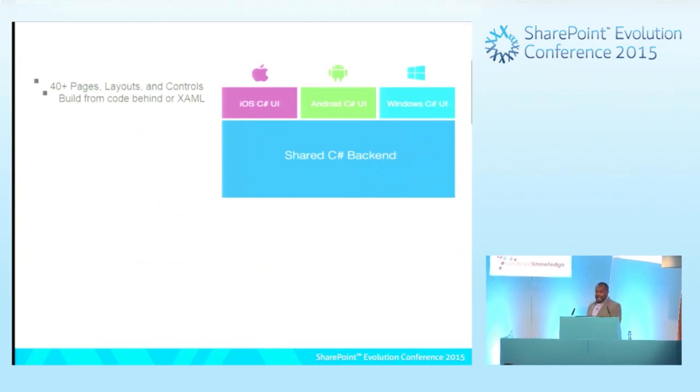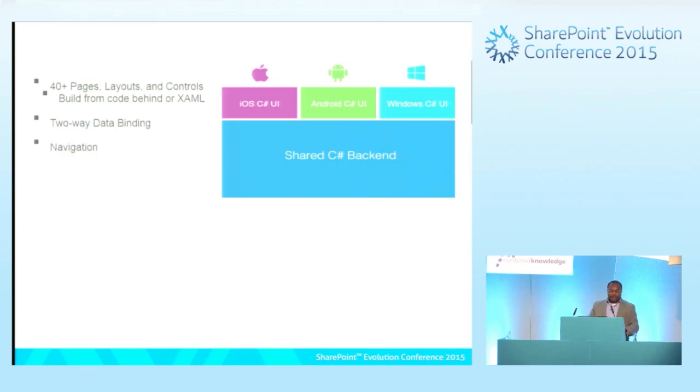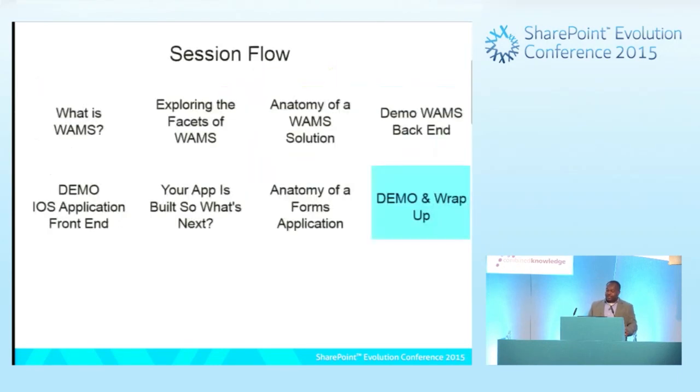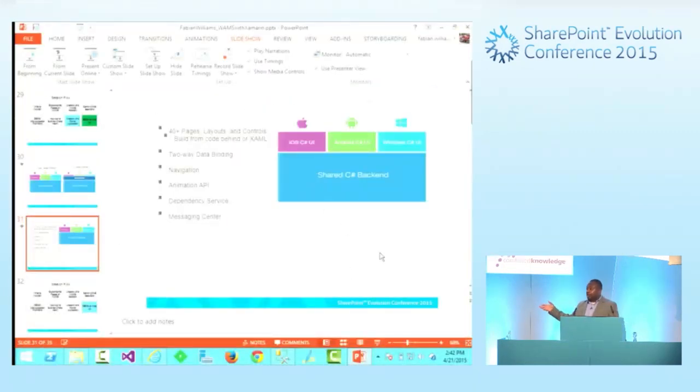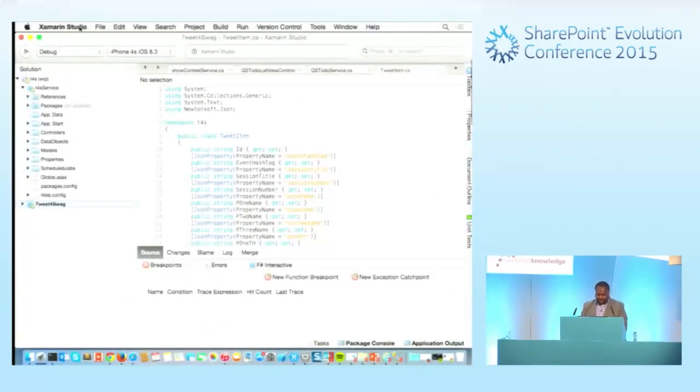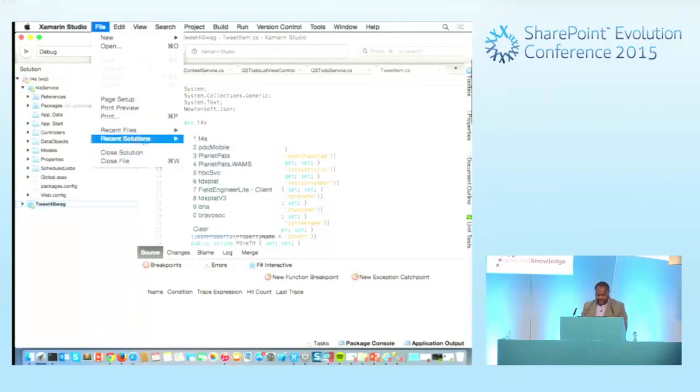There's 40 plus pages, layouts, controls, and you can build it from C# or XAML. It provides for two-way data binding, great navigation, animation API, dependency services, and messaging center. So you get all of that inside Xamarin.Forms across all Windows, iOS, and Android devices, right? So just think about how quick you can get to production using a tool like this. So what I'm going to show you now is my tweet for Stack. I won't show you the mobile piece because that doesn't change. The mobile services piece doesn't change. I'm going to focus now on the Xamarin.Forms. So now that we've seen this, let's come over here and open up this guy.